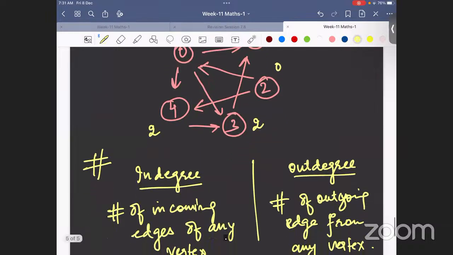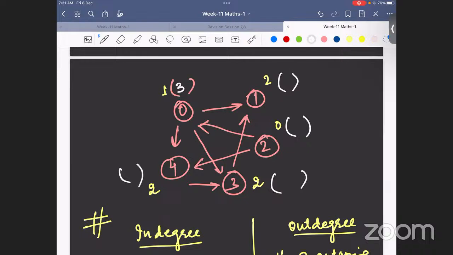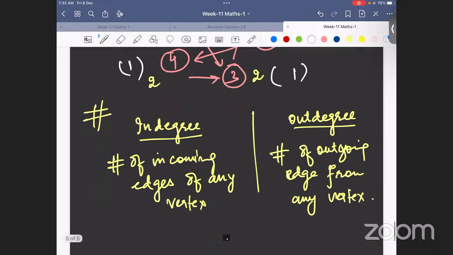Can you calculate the out degree also for all the vertices? What is the out degree for 0? 3. Three, sir. Out degree for 2? 0. Similarly, you can calculate for 2, for 3 also, and for 4 also. Right? Okay. Yes, sir. Let's continue.